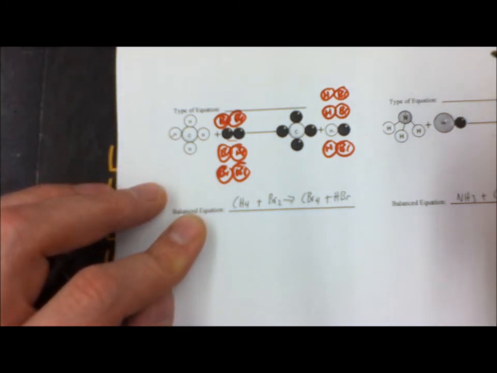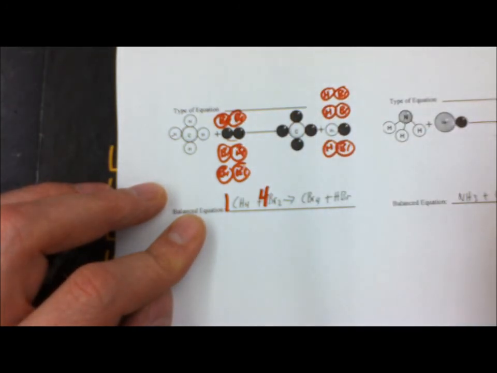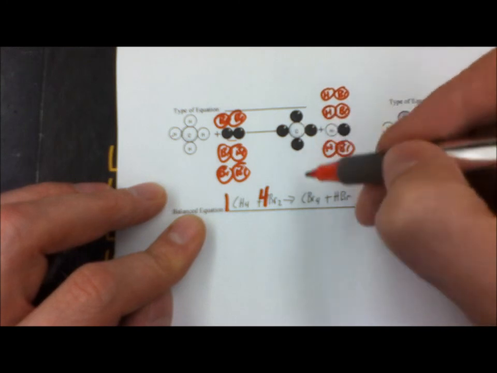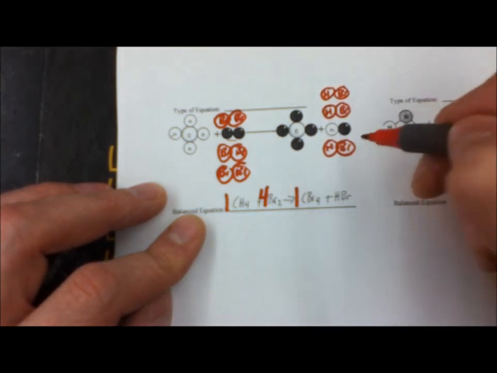So let's write our balanced equation. We have 1 methane molecule. We have 1, 2, 3, 4 bromine molecules. We have 1 molecule of carbon tetrabromide, and we have 1, 2, 3, 4 molecules of hydrogen bromide. So that equation is balanced.